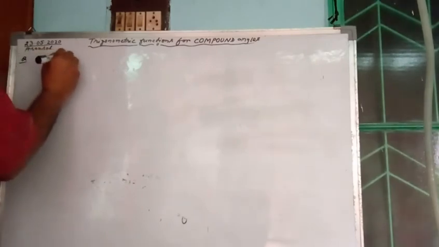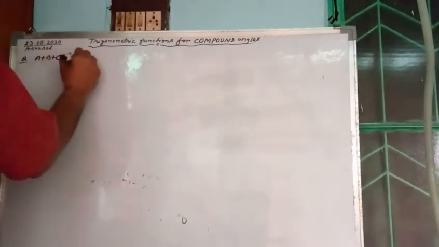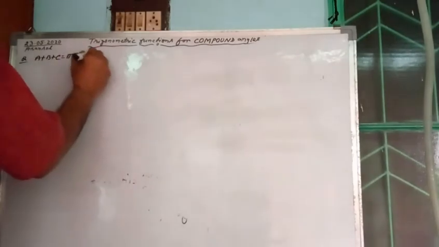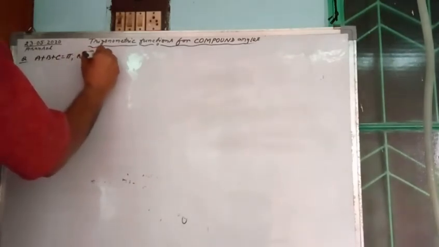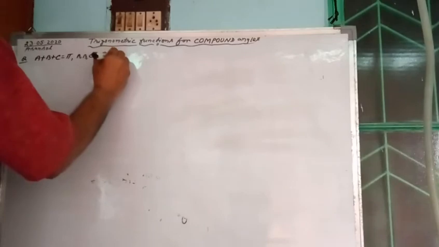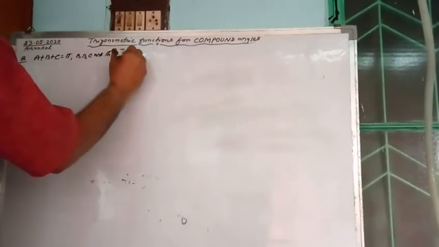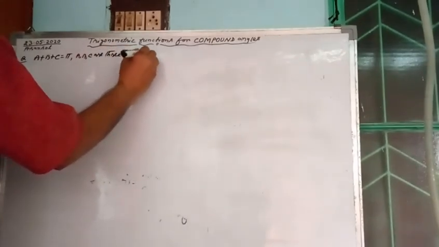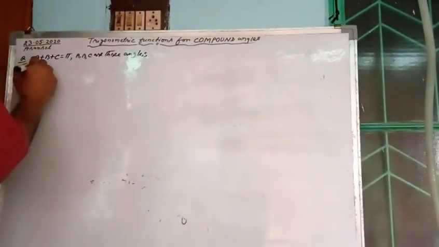A plus B plus C is equal to pi is given. We know A plus B plus C equal to pi, where A, B, C are 3 angles.